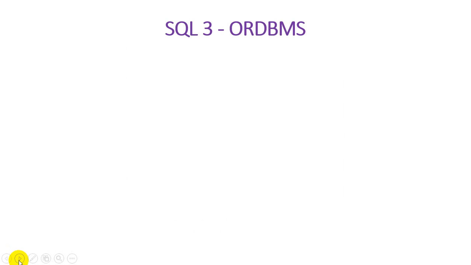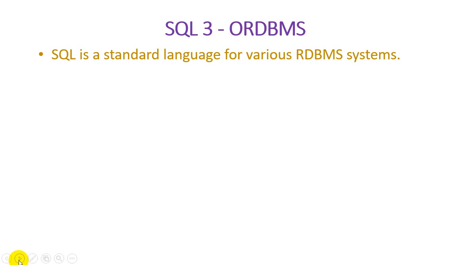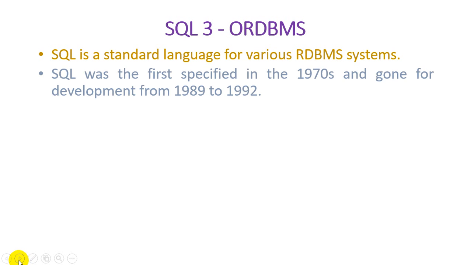What is SQL3 and how will its architecture be different from simple SQL? SQL is a standard language for various relational data management systems. SQL stands for Structured Query Language. So whenever we apply a SQL query, it is used on a relational data management system, or we can say a data management system. As per simple SQL, SQL is used for various RDBMS systems.